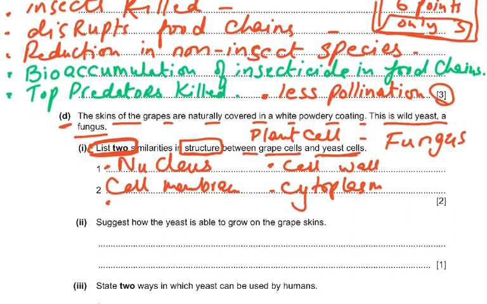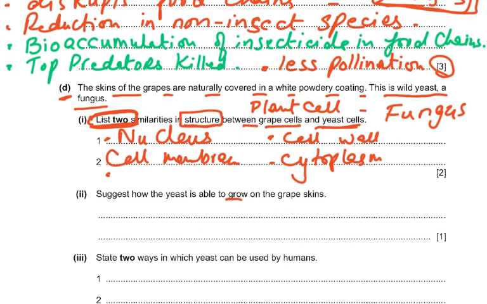Then coming to part 2, suggest how the yeast is able to grow on the grape skins. The yeast is blown by the wind or the spores are transferred by, and they use the sugars from the grapes. So the spores or the yeast cells are blown by wind and transferred to the grapes. So how do they grow on the grape skins?